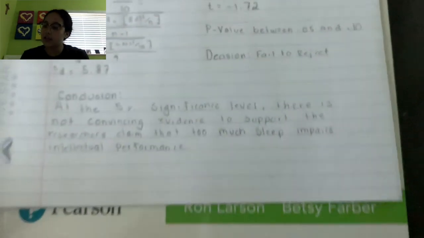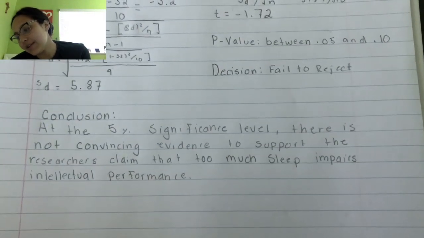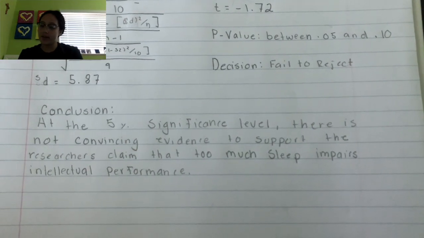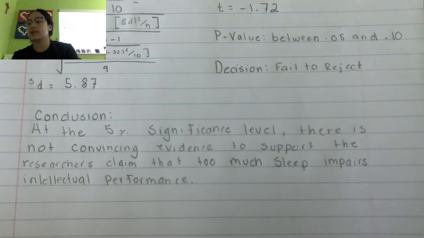So in conclusion, at the 5% significance level, there is not convincing evidence to support the researcher's claim that too much sleep impairs intellectual performance. And that is how you solve a paired t-test.